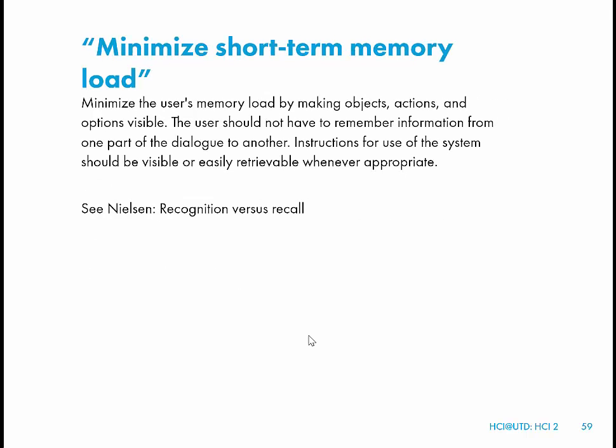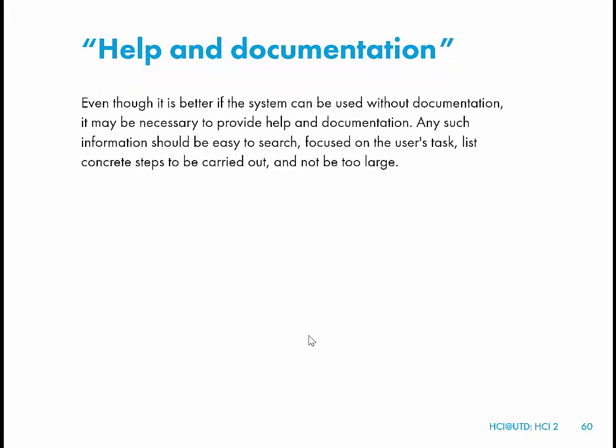Minimize short-term memory load. Minimize the user's memory load by making objects, actions, and options visible. The user should not have to remember what they did on the screen before, especially if it's a multi-screen kind of step. Remind them what they did on the previous screen. Your order so far is. Don't have them try to remember, did I pick 2-day shipping on the screen before? Tell them, yes, you chose 2-day shipping on the screen before. Instructions for using the system should appear at the top of every screen. They shouldn't have to remember. You provide the instructions, and then you say go, and they can't retrieve the instructions again. Nielsen says this very elegantly with recognition versus recall.